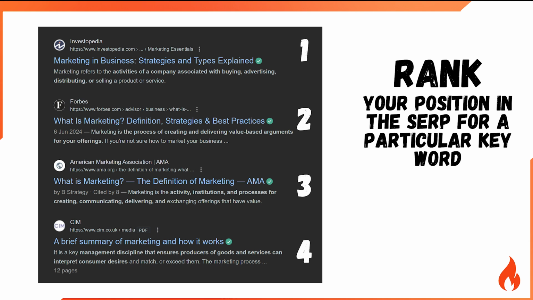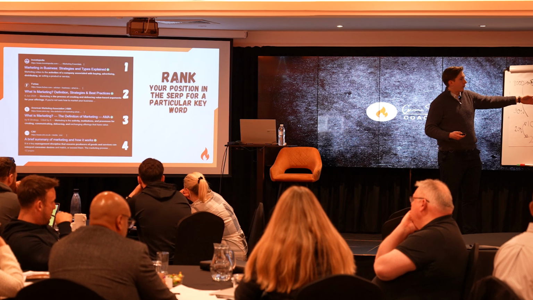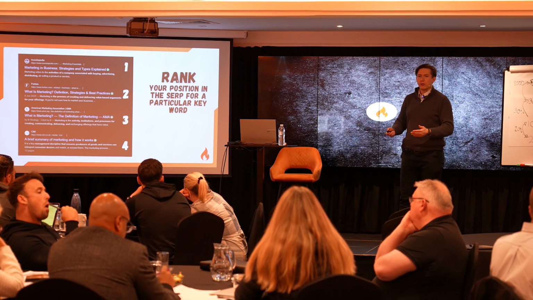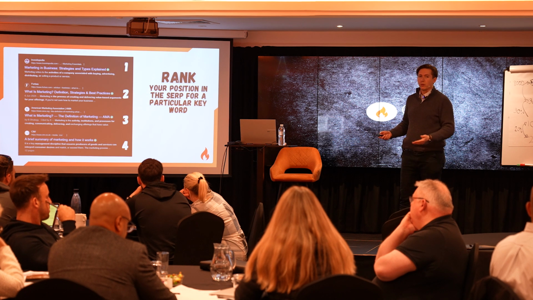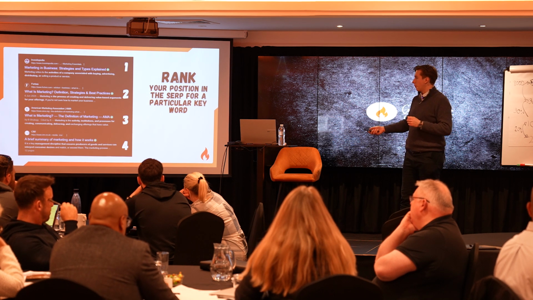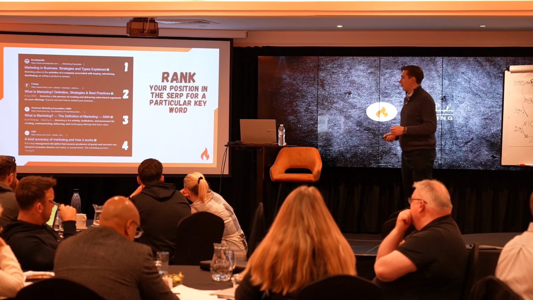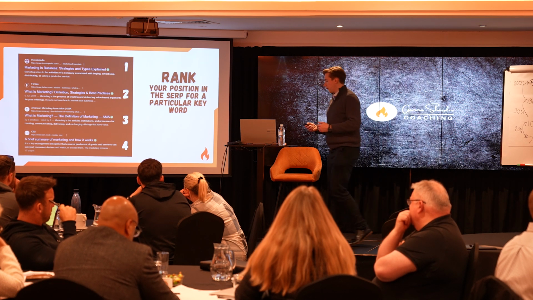So rank 1 is the number 1 position, then rank 2, rank 3. If someone just says "we rank for this keyword," that means you show up on the first page of Google. You might show up at position 8, they might show up at position 3, but if someone's saying we rank for so-and-so, they're on the first page.